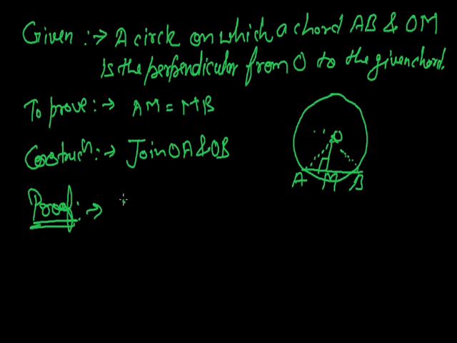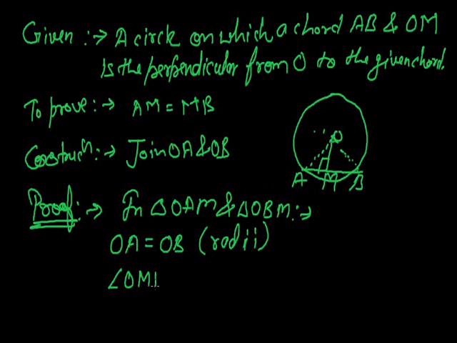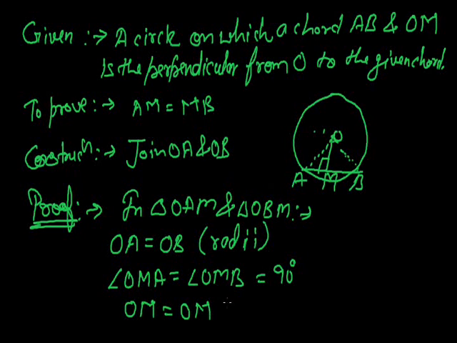we can see that in triangle OAM and triangle OBM, OA is equal to OB. Why? Because they are radii of the same circle. Now angle OMA is equal to angle OMB. Why? Because they are 90 degree right angles, and OM is equal to OM, that is common between them.